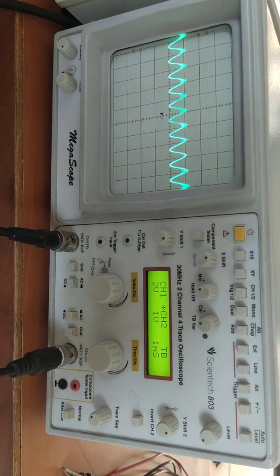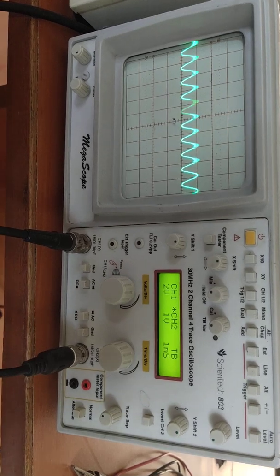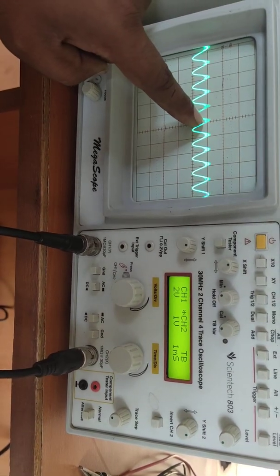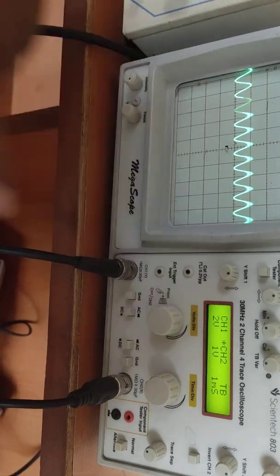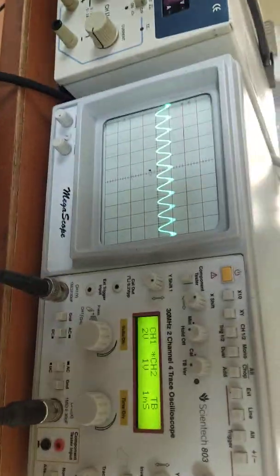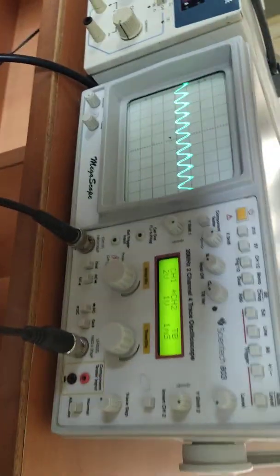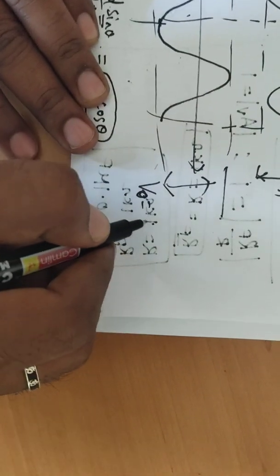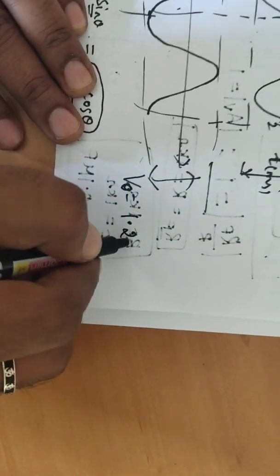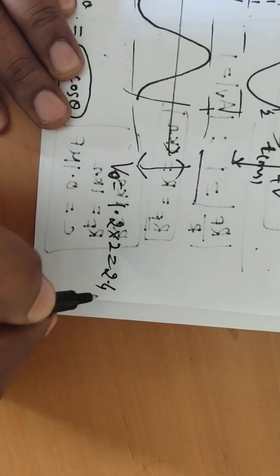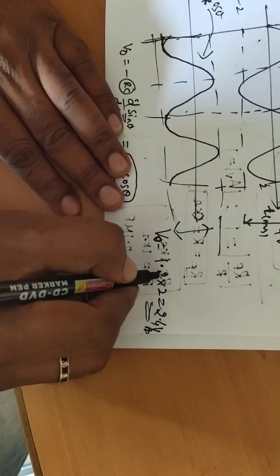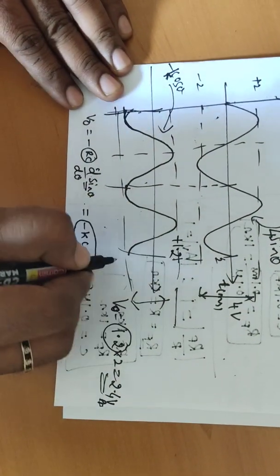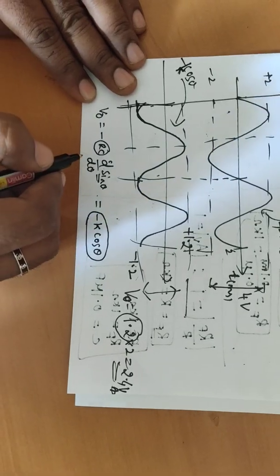Now I have to measure its peak to peak value. Using the Y position, it is almost touching one complete box. So it is 1.2 into 2. I am getting 1.2 into 2 as the peak to peak voltage, so V out peak to peak for this signal is 2.4 volt. The positive peak is plus 1.2 and the negative peak is minus 1.2.